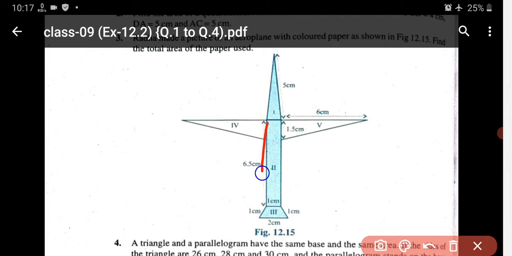And you see this one is the rectangle, and this one is the trapezium. So how many figures? Three types of figures are there. First one is the triangle, three triangles are there. Second one is the rectangle, third one is the trapezium.